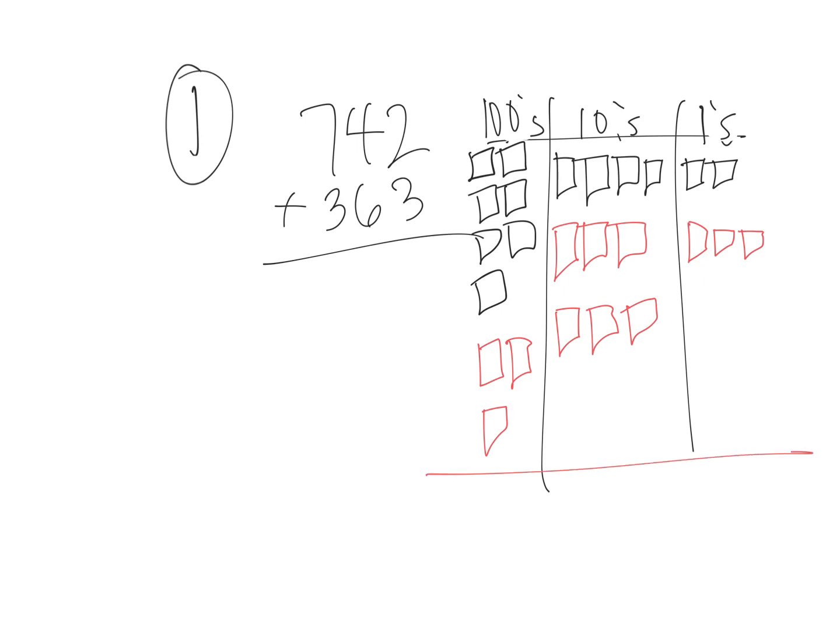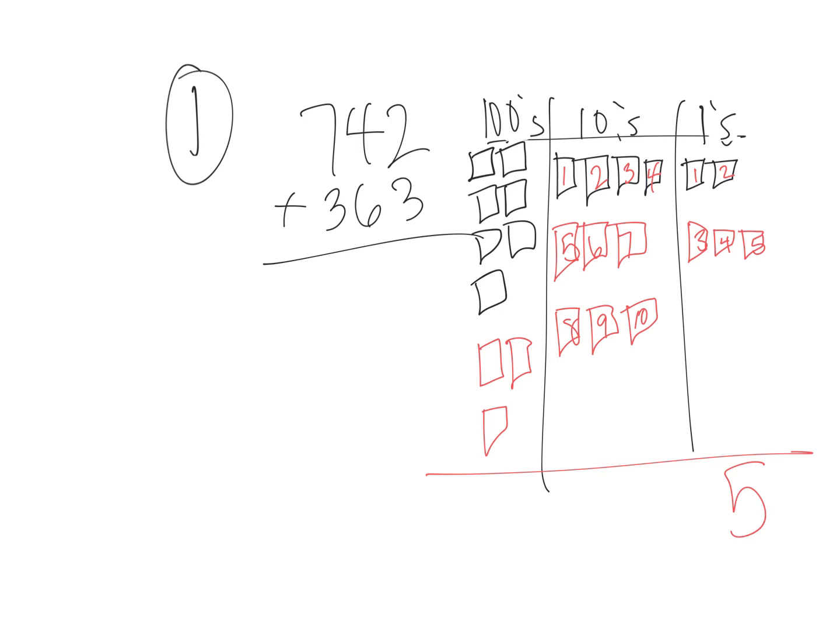Alright, so let's go ahead and see how many ones we have. So we're going to count up all our ones. I have 1, 2, 3, 4, 5. I have 5 ones. It's not quite enough to regroup, so I'm just going to write my 5 ones down here on the bottom. Okay, now let's count up our tens. I have 1, 2, 3, 4, 5, 6, 7, 8, 9, 10. I have 10 tens. So what could I do with 10 tens?